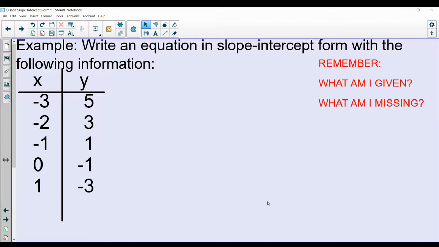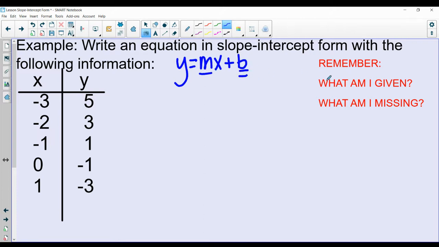Okay, in this example, we're going to be writing an equation in slope-intercept form with a table. Remember, slope-intercept form, you need the slope and you need the y-intercept. Okay, so if you look at your table, what are you given? Well, we're given a table of values. We are not given the slope, but we are given the y-intercept, okay?